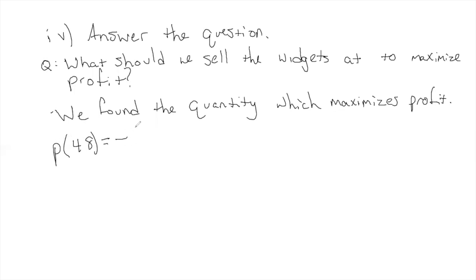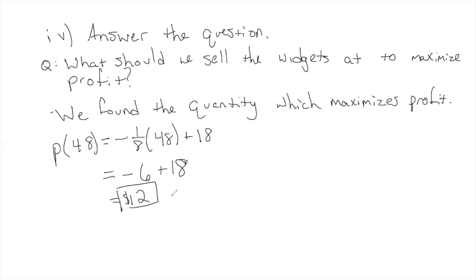So I take the 48 and I plug it into my price equation, which you'll remember is plus 18 here, right? And now I just simplify and I find my answer. So 48 divided by 8 is 6. 6 plus 18, and that's equal to 12. And I guess I'll have a dollar sign just to have some sort of units. So $12 is what we should charge for one widget.